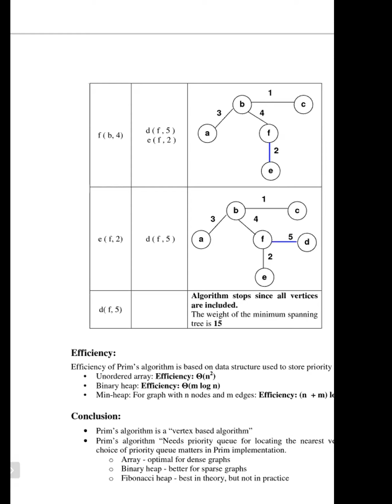And this gives the value 15. 3 plus 1, 4, 4 plus 4, 8, 8 plus 2, 10, 10 plus 5, 15. So the sum of the weights gives the weight of the minimum spanning tree. So this is Prim's algorithm.